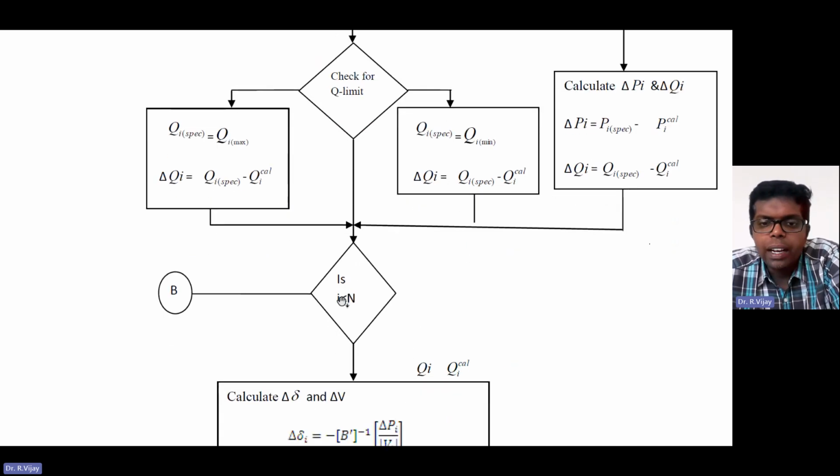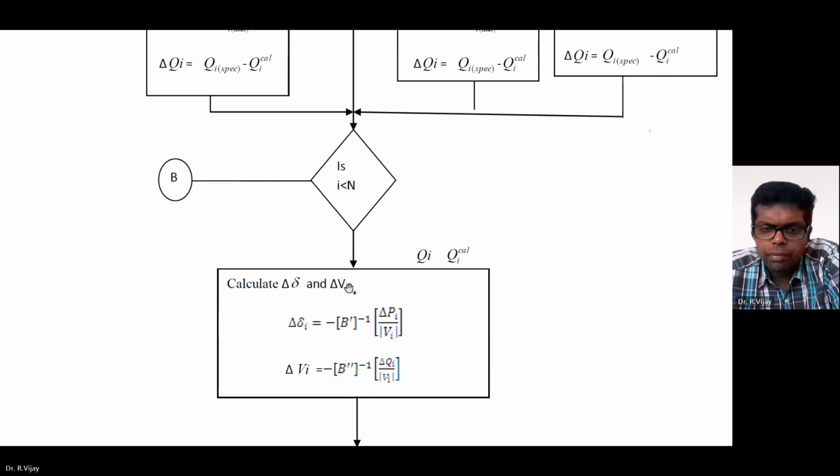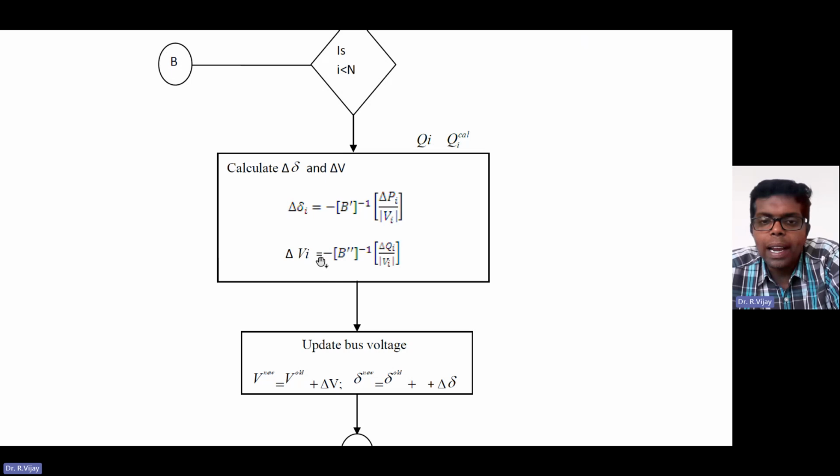Next step, if I is less than n, that is the number of buses, then you need to calculate the change in the phase angle value. That is del theta I. Del theta I is equal to minus of B dash the whole inverse. This matrix you need to take the whole inverse into del PI divided by VI. In the next step, del VA is equal to minus of B double dash the whole inverse del QA divided by VA. In some books, this del PI divided by VA will not come.